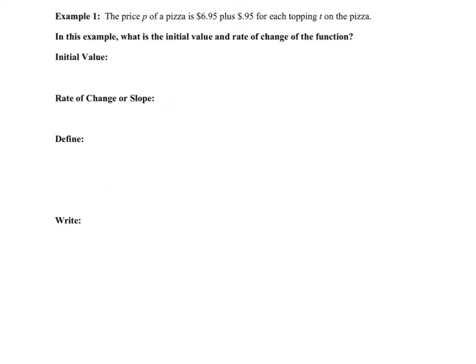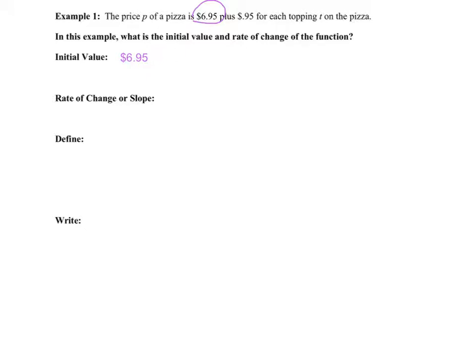Okay, let's look at example 1. It says the price P of a pizza is $6.95 plus 95 cents for each topping T on the pizza. So we want to basically create a function for this. But first we want to identify the initial value and rate of change of the function. So our initial value, what is the cost of pizza no matter what? The cost of pizza is $6.95. That is our initial value. That's also our y-intercept of the function.